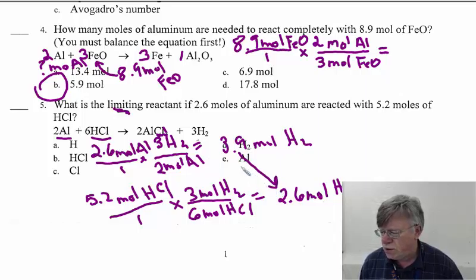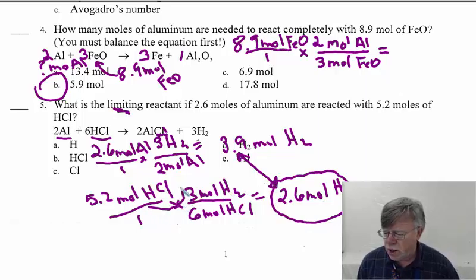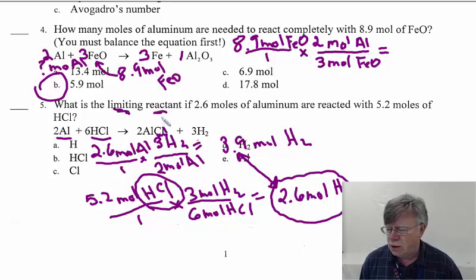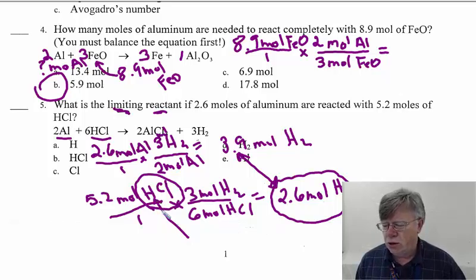So now I need to compare these 2 numbers. 3.9 compared to 2.6. These are the same product, so now I can see that I actually made less product with the hydrogen chloride. Okay, so then the question is, what is the limiting reactant? It's not the hydrogen, that's a product. The limiting reactant is this thing over here, the hydrogen chloride. Therefore, the answer must be B.